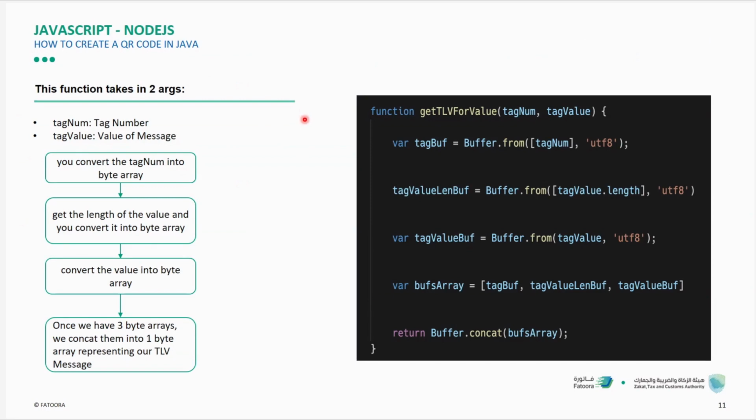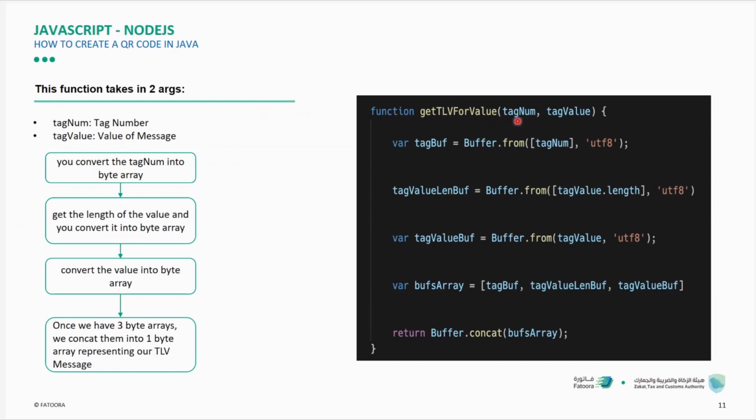Now here are some code snippets of some of the most common development languages. I'm not going to go through the details. I'm going to pause a bit here for you to capture the code that's been presented to you. So this is, for example, Node.js. This is how you do it. This one function will get you the TLV for any value.